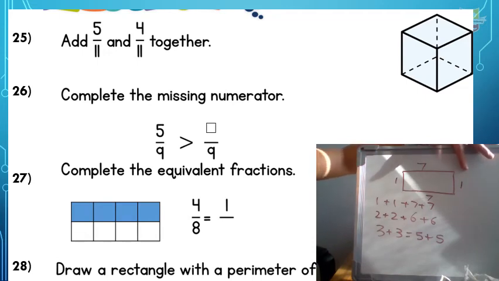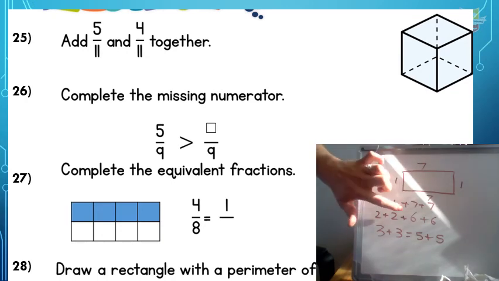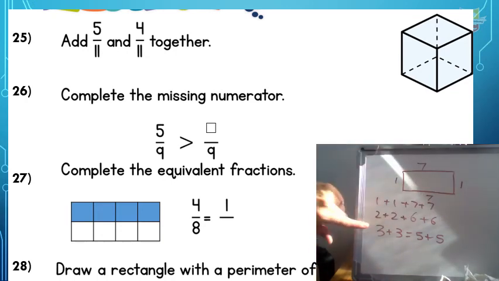So if I take 4 off 16, I would have 12. And if I have 12 for my 2 other sides, I would have had 6 and 6. Finally, 3 and 3 and 5 and 5. Now you wouldn't have 4 add 4 add 4 add 4 because that would have been a square, not a rectangle.